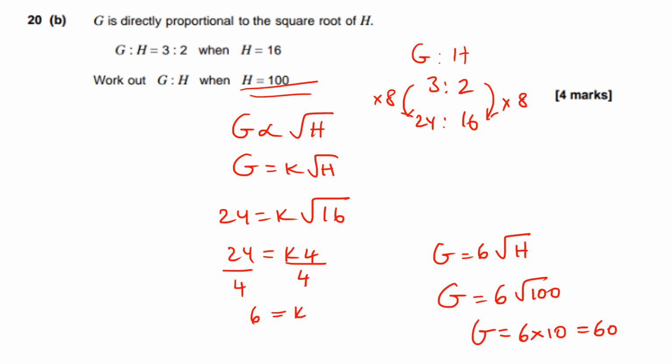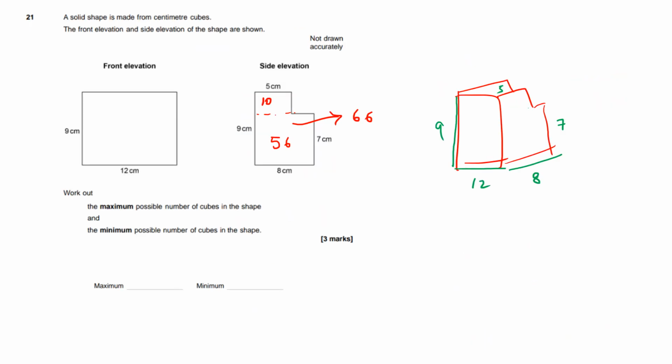It's going to be 60 then. And that's how I get full marks from this question. Right, for question 21, we found the area of the side elevation, and this is what the shape is roughly going to look like. So if I know the area of this, and then if I times it with 12, that will give me the maximum number of cubes that I can actually put into this shape.